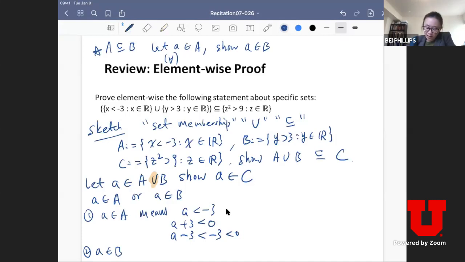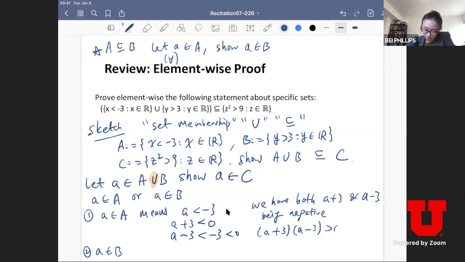So now what do we have? We have both a plus 3 and a minus 3 being negative. Now, if I multiply two negative real numbers together, I get something positive, which means a squared minus 9 is bigger than 0, which means a is in C.